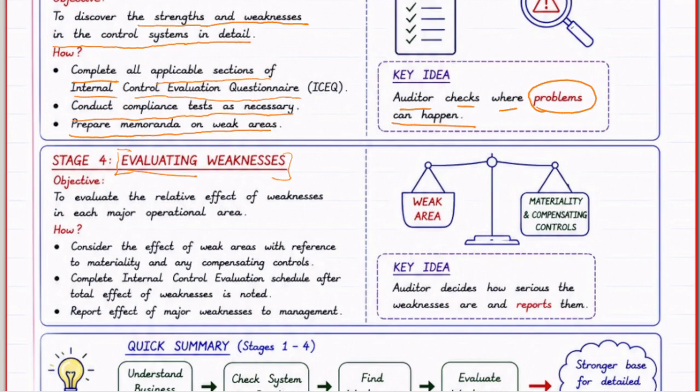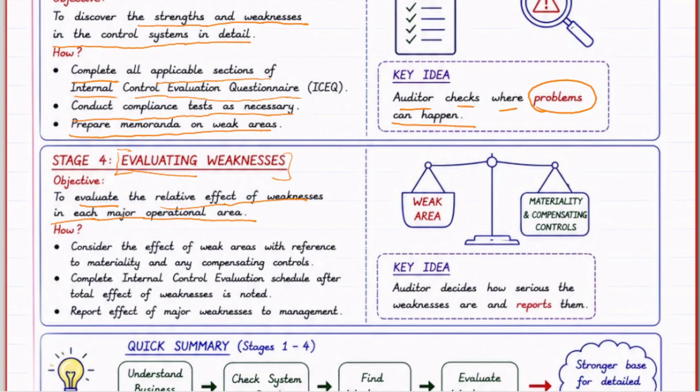Let me give you an example. The same person who is cleaning is the same person opening the door for customers to enter the store. We are using a store as an example. There is a weakness, but is that material enough? That is what evaluating weaknesses is all about. Do you get it now? So the objective of stage 4 is to evaluate the relative effect of weaknesses in each major operational area.